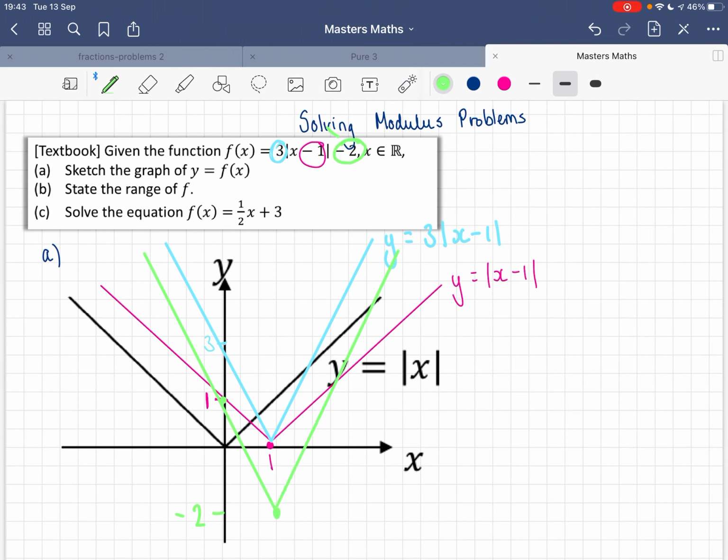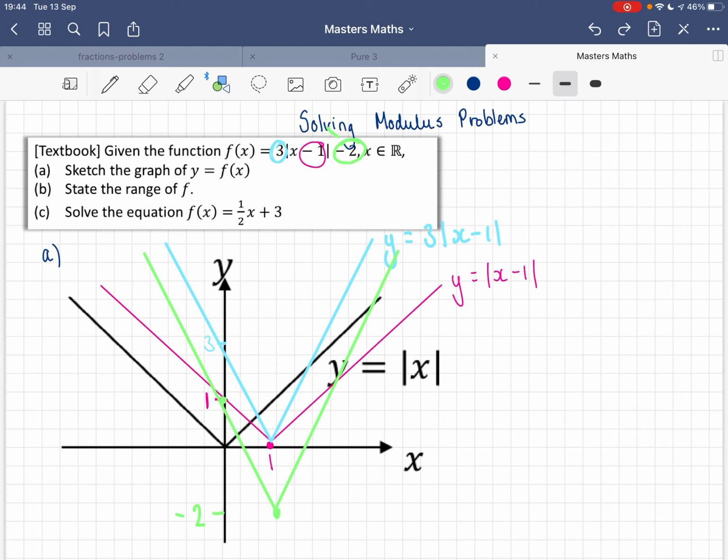So that green line is our final answer, which I appreciate is difficult to see with all of the other lines on. I wonder if I can rub them off. Not easily. Can I do it like that? No. Okay, never mind. It is what it is. Put the pink one back on. Yeah, so the green line is our final answer.